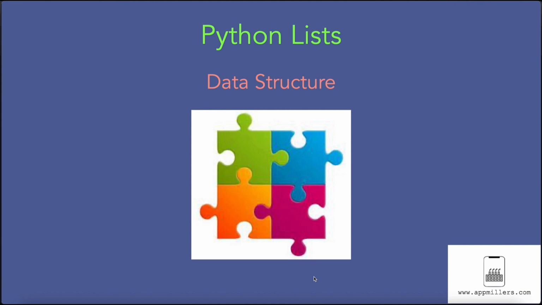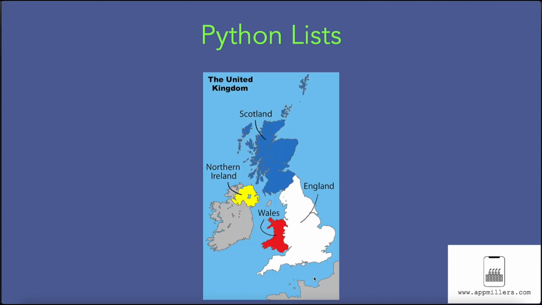For example, if you want to store all names of the countries in the UK, then it does not really make sense to store them individually because they belong together and they have a relationship with each other. So it would be nice if you had a variable called countries in the UK, then you would be able to store all names of UK countries together in one variable.